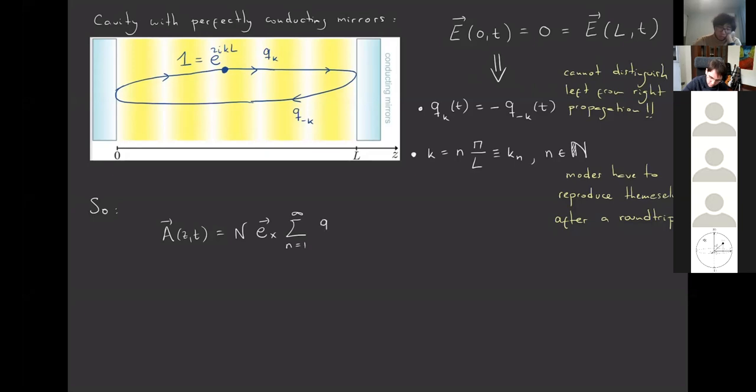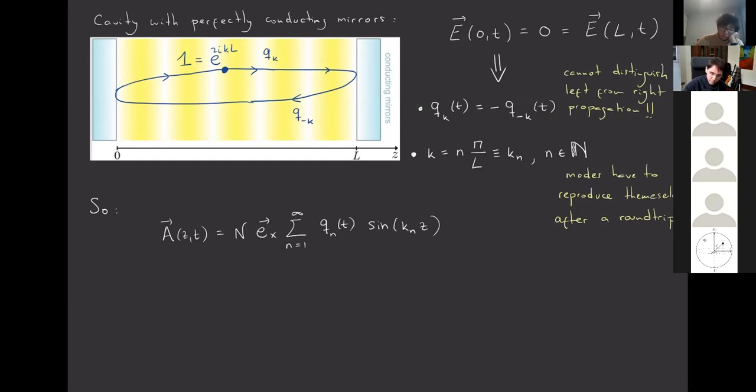And now the amplitudes are common to the modes plus k and minus k, and we will just call them qn. And now when you sum with the minus sign, this is important, with the minus sign, when you combine this exponential of plus ikz and exponential of minus ikz, then you just get a sine function of knz. Okay? So this is essentially what we can write for the vector potential.